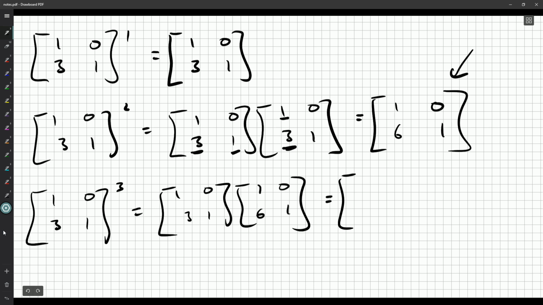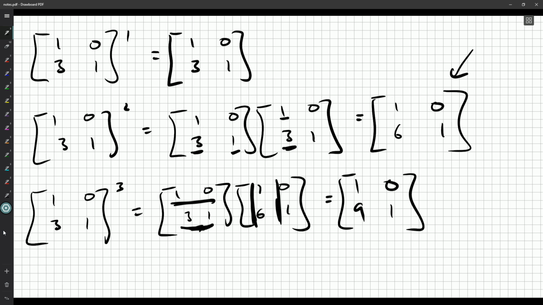And now we'll multiply. So 1 and 0 and 1 and 6 gives us a 1. 1 and 0, 0 and 1, they miss each other, we get a 0. 3 and 1 dotted with 1, 6. So 3 times 1 is 3, 1 times 6, 6, we get a 9 here. 3, 1, 3 and 0 give us 0, 1 and 1 give us 1.